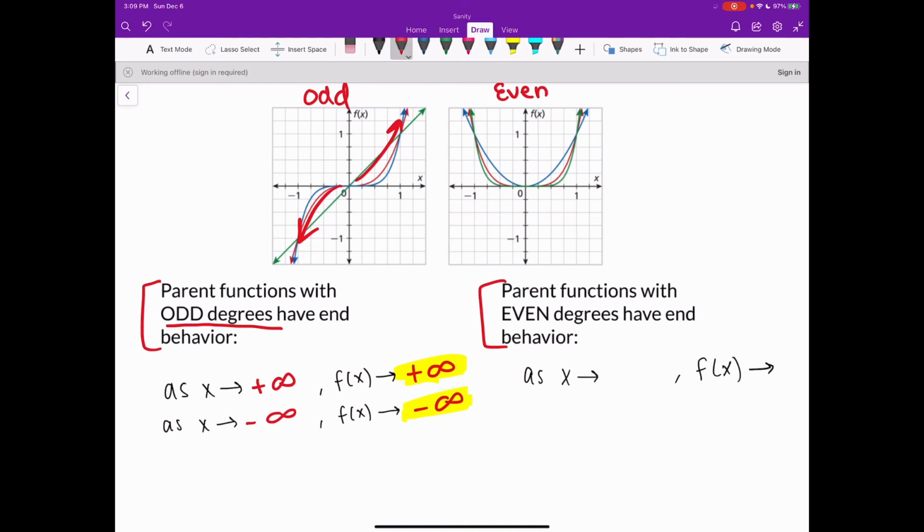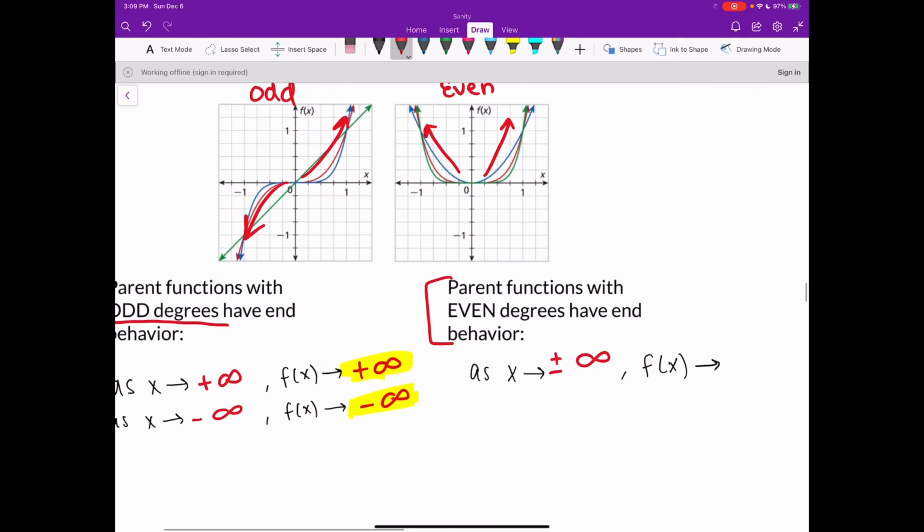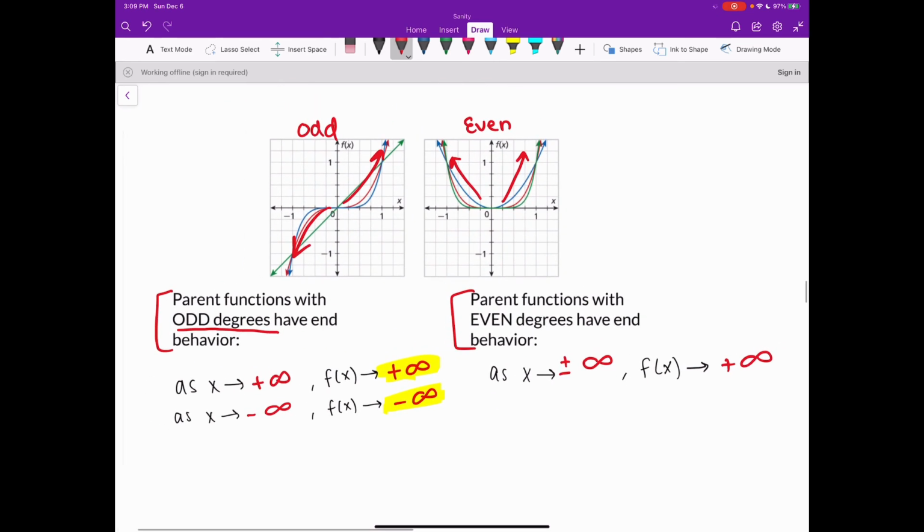However, if you are a function that is even, like x squared, or x to the 4th power, the quartic, or x to the 6th power, or x to the 12th power, right? If you have a degree that's even, your end behavior is going to be the same on both ends. In these examples that we covered, we were both going up. So for example, as x goes to positive or negative infinity, f of x is going to positive infinity for these examples as well, all right? So some interesting characteristics pop out depending on if your degree is odd or even.